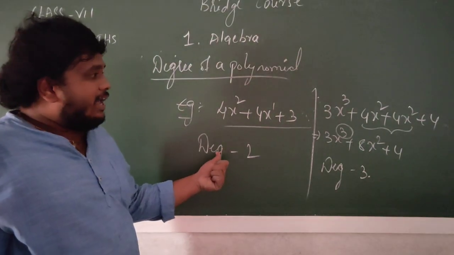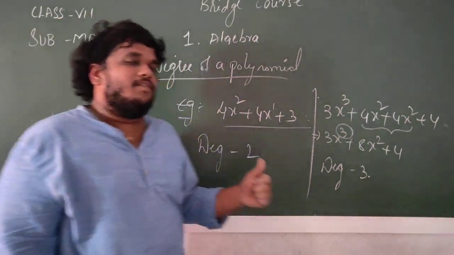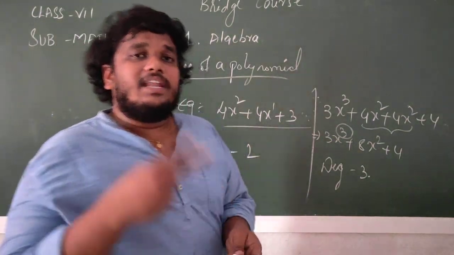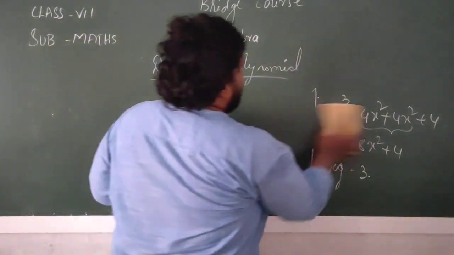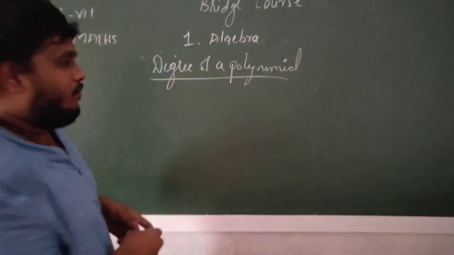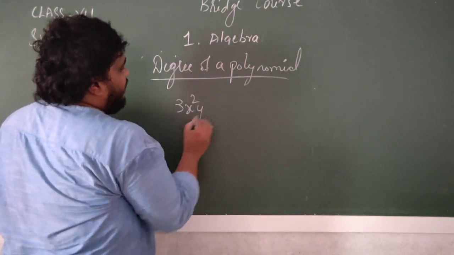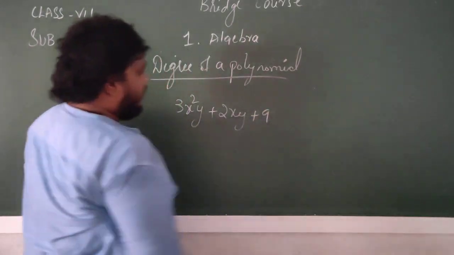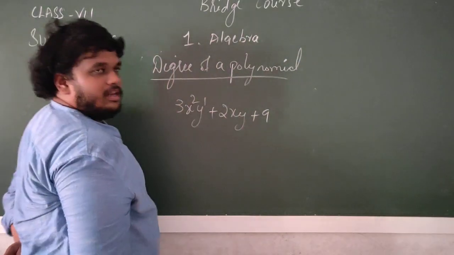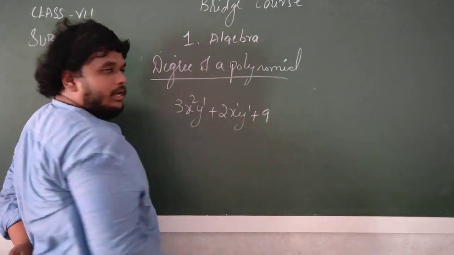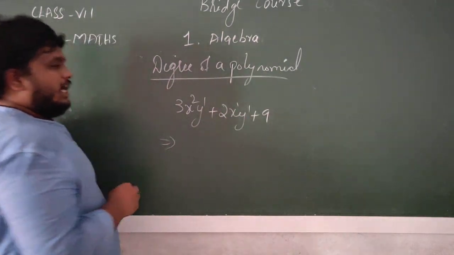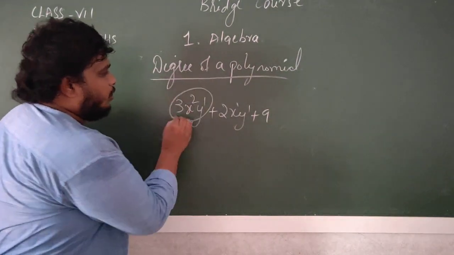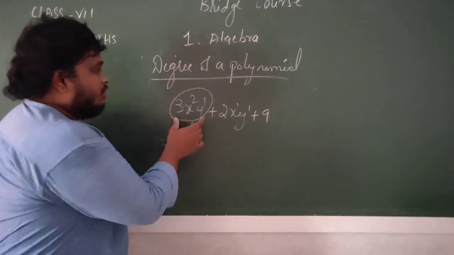But here we have only one variable. We have seen it only for the one variable x. If there are two variables in an expression, what do we have to do? For example, 3x square y plus 2xy plus 9. First of all, write down all the powers: 1, 1, 1. Which is the highest degree here? 2 is there. So now we have to look at this term.